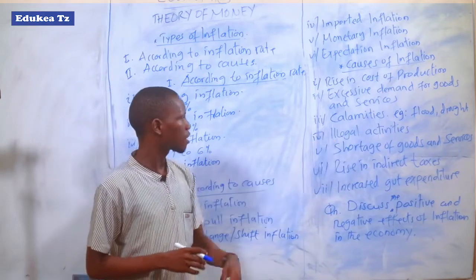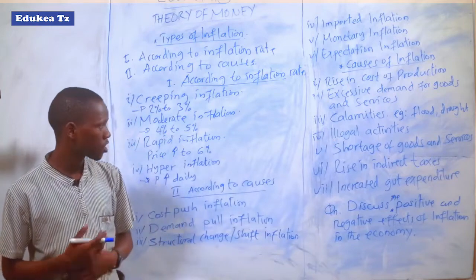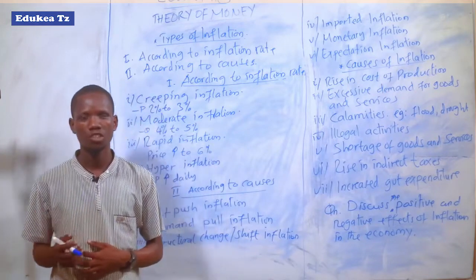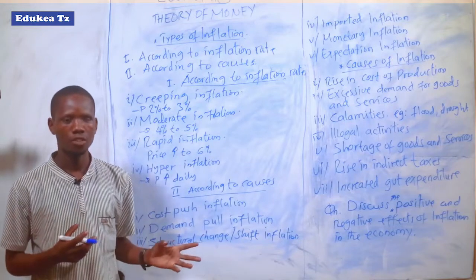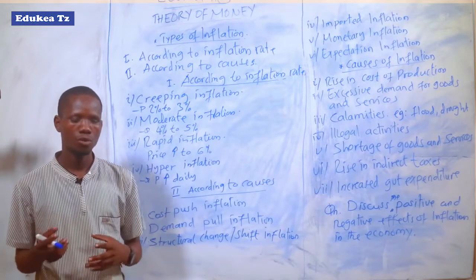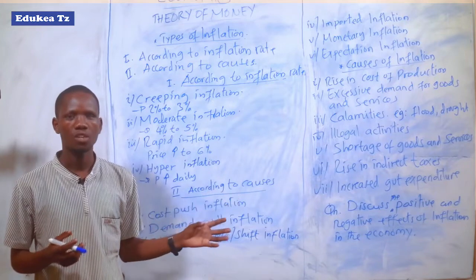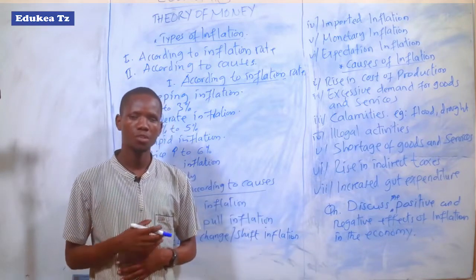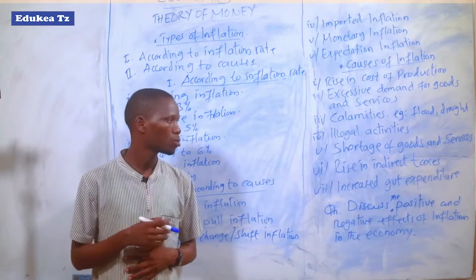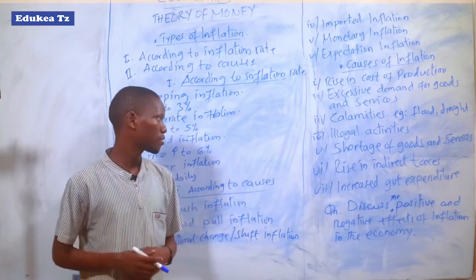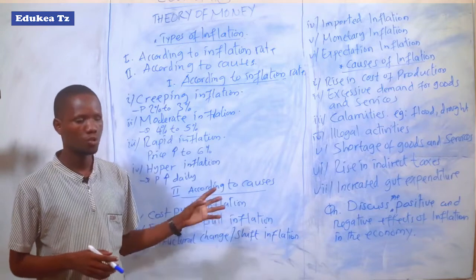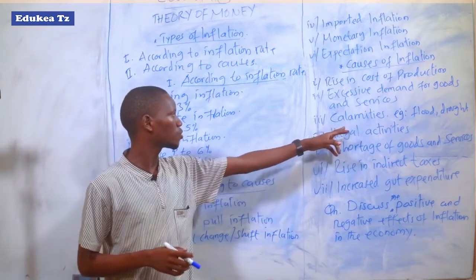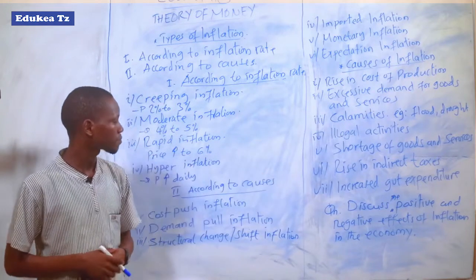Now next we have calamities, for example flood, drought. As we know, when calamities occur in the community, maybe they have farms, they have crops there. So when floods or drought occur, all those will be destroyed. Now they have to buy from somewhere else. Hence they can get them at a high price. So this situation will lead to inflation.